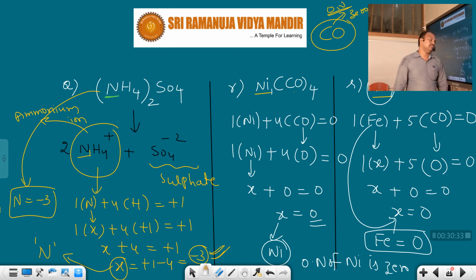In Fe(CO)5, iron oxidation number is how much? 0. In nickel tetracarbonyl, nickel oxidation number is 0. In iron pentacarbonyl, iron oxidation number is 0. Whenever a carbonyl group is there, the oxidation number of the metal is 0. That is a simple trick. If CO groups are there, then the metal you have taken, its oxidation number is always 0.